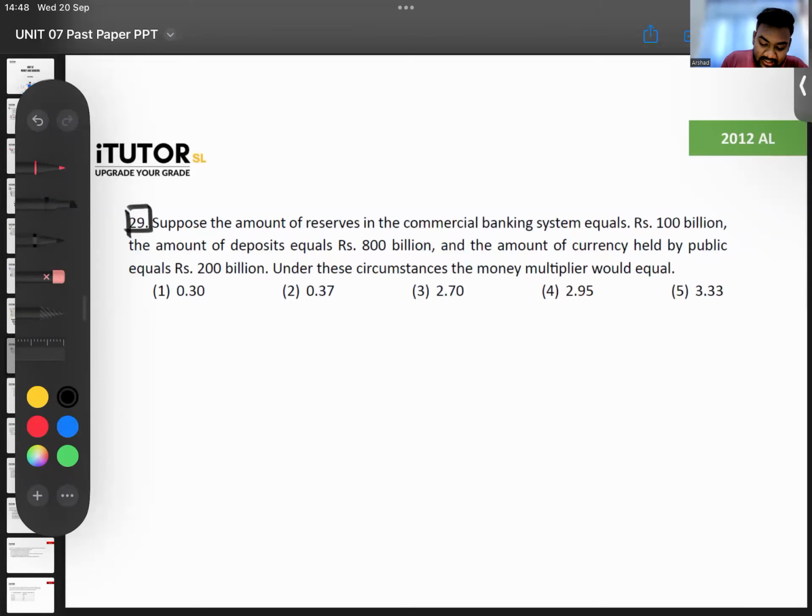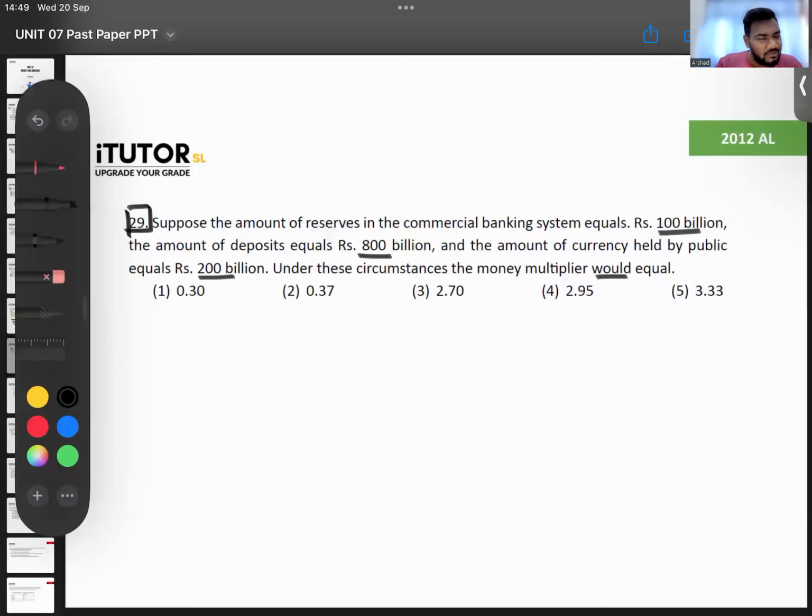Suppose that the amount of reserves in the commercial banking system equals 100 billion. So the commercial banking system has reserves of 100 billion. Amount of deposits equals 800 billion. Amount of currency held by the public equals 200 billion. Under these circumstances, the money multiplier would be equal to what? How do we calculate the money multiplier?